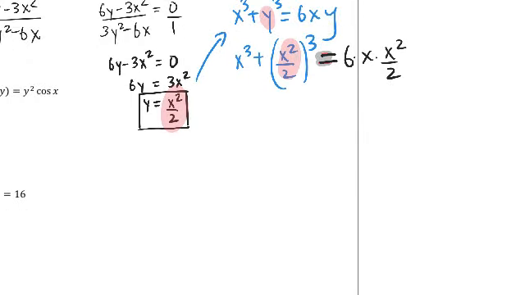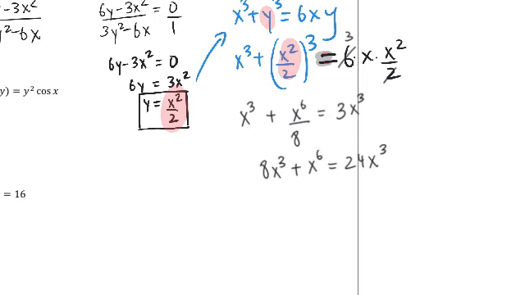Then from here we're trying to solve this equation. So x cubed plus x to the 6th over 8 is equal to 3x cubed. I can multiply everything by 8, so I get 8x cubed plus x to the 6th equals 24x cubed. Then put everything on the left side: x to the 6th minus 16x cubed is equal to 0. Factor out an x cubed, and we have now solved the equation.